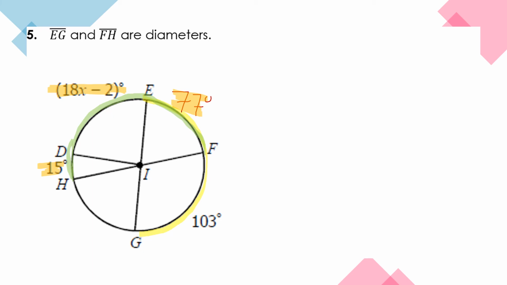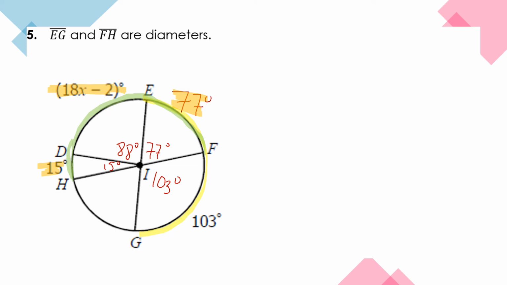So for instance, if FG is 103 degrees, then FIG is 103 degrees. If EF is 77 degrees, then EIF is 77 degrees. If DH is 15 degrees, then angle DIH is 15 degrees. And what you might want to do then is say, okay, well, what's 180 minus 15 minus 77? Because that will give me EID, which is 88 degrees. And if that's a central angle, then it should be equivalent to its intercepted arc, ED, which is 18x minus 2. So then you could just do 18x minus 2 equals 88 degrees.